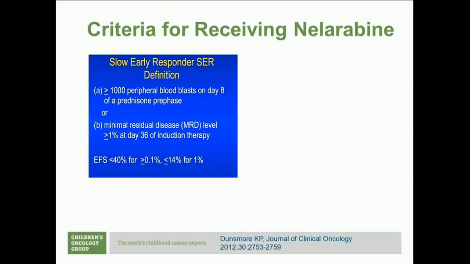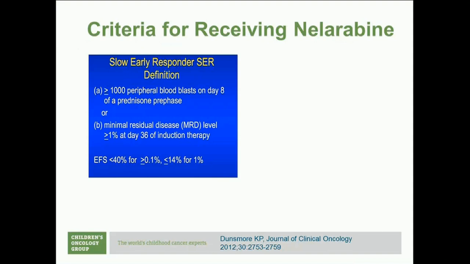So the criteria for receiving nelarabine was that you had to be a slow early responder. And that definition was you had greater than 1,000 peripheral blood blasts on day 8 of that prednisone prophase, or you had MRD, that minimal residual disease, greater than 1% at day 36 of induction. Now, this is really important because we use this all the time now. This is one of our major ways of determining whether you are going to have increased therapy or not. This is the very first protocol that ever used this to determine strategy. So we had looked at it before, but we had never used it to change therapy.